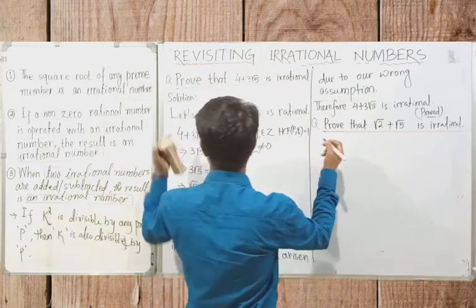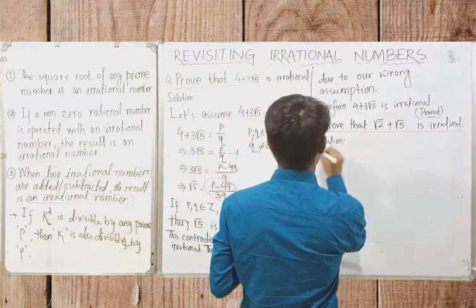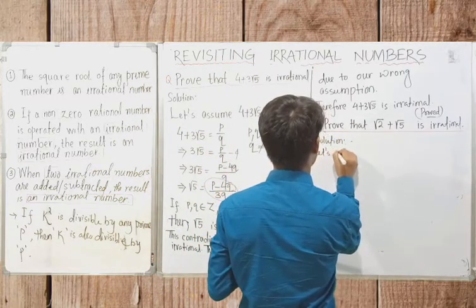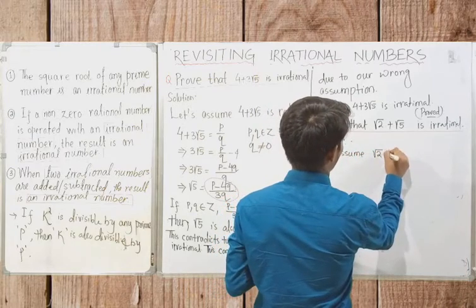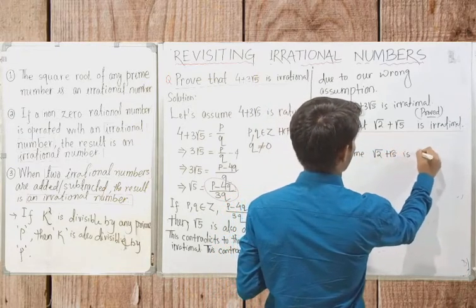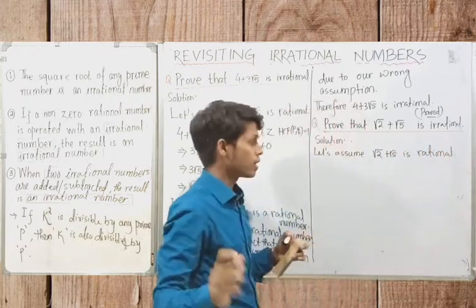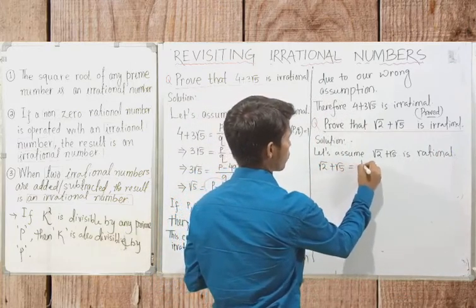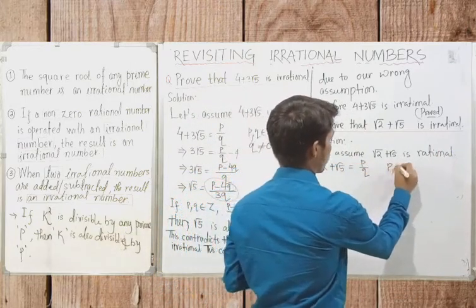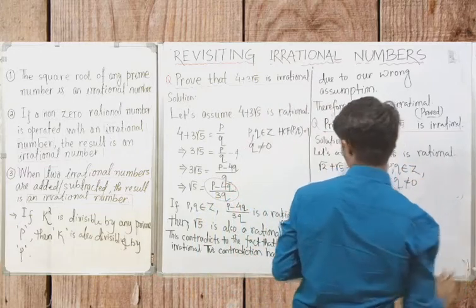At first we have to write the first step, that, let root 2 plus root 5 be rational. If root 2 plus root 5 is rational, we can write root 2 plus root 5 is equal to p upon q, where p, q belong to integers and q is not equal to 0.